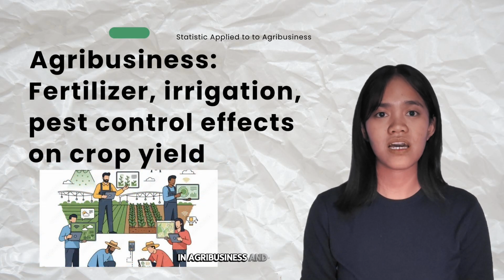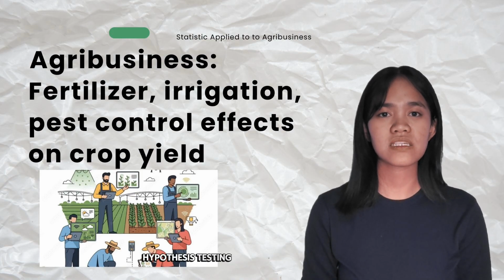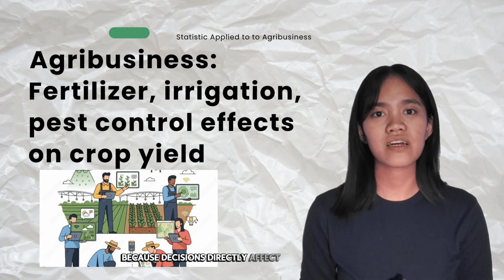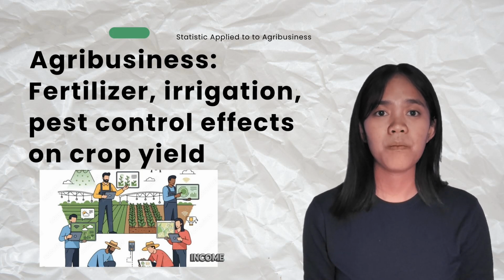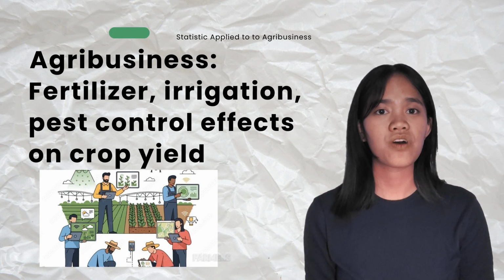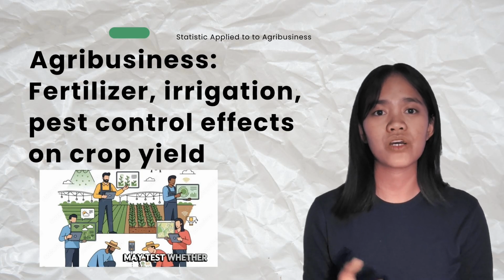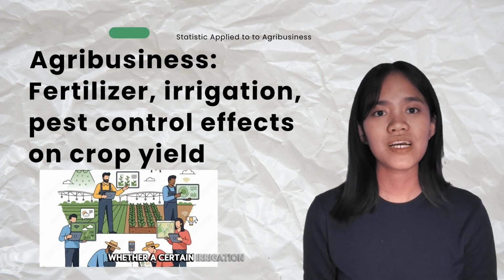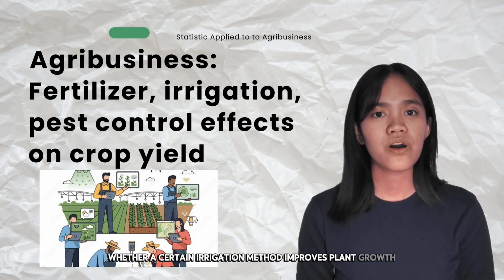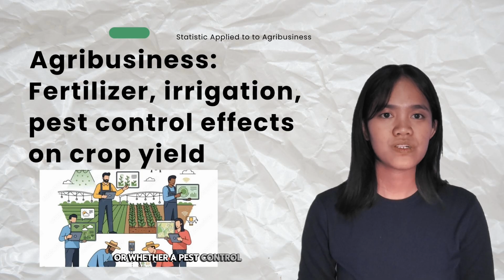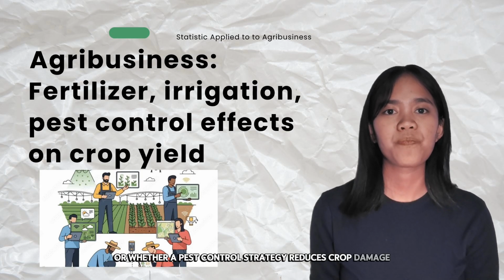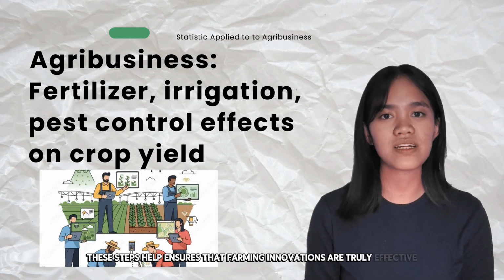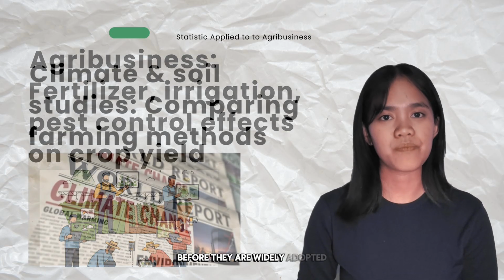In agribusiness and agriculture, hypothesis testing is especially important because decisions directly affect food production, income, and sustainability. Farmers and researchers may test whether a new fertilizer increases crop yield, whether a certain irrigation method improves plant growth, or whether a pest control strategy reduces crop damage. These steps help ensure that farming innovations are truly effective before they are widely adopted.